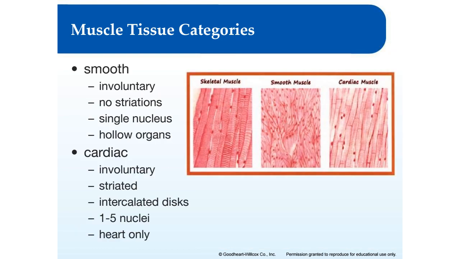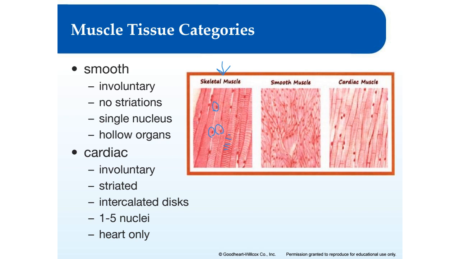So again, if we think back to our microscopes, we also looked at smooth and cardiac under the microscopes. You can see our skeletal here in the first picture. You can see all the stripes or the striations. All right, you can see the multiple nuclei within the muscle cell.